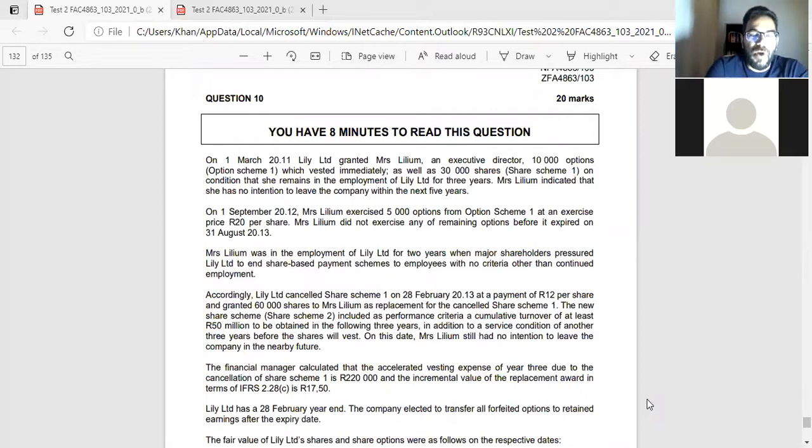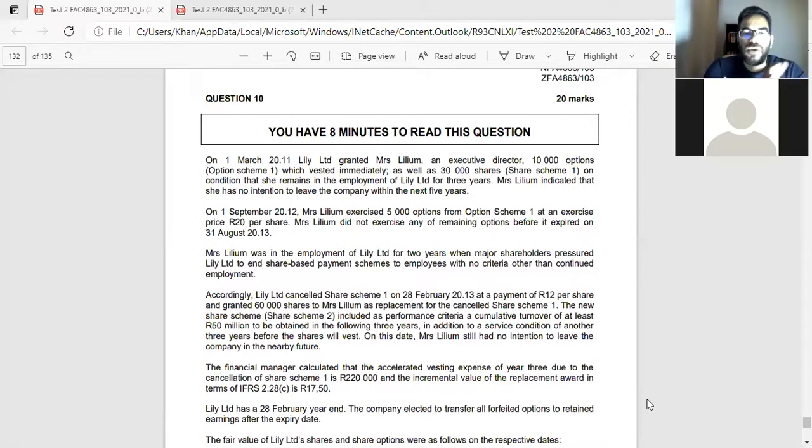So they say on 1 March 2011, Lilly Ltd granted Miss Lilliam, an executive director, 10,000 options which vested immediately, as well as 30,000 shares on condition that she remains in the employment of Lily Ltd for 3 years. Ms. Lilliam indicated that she has no intention to leave the company within the next 5 years.